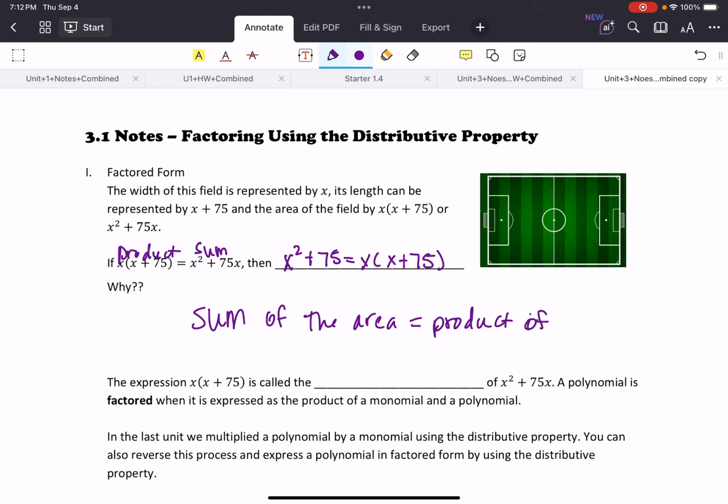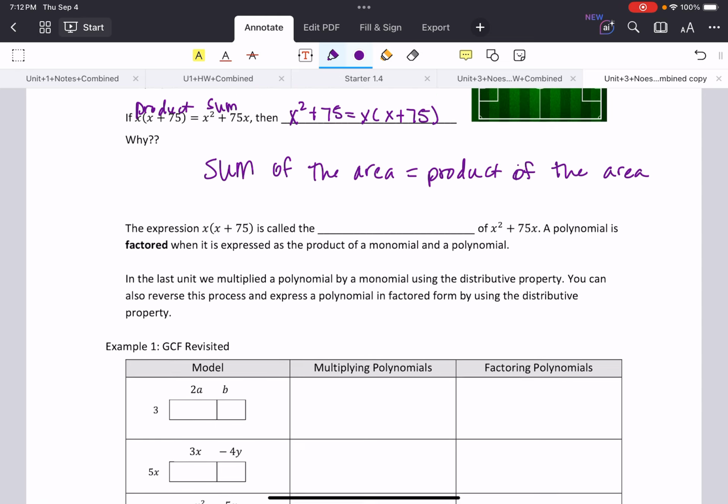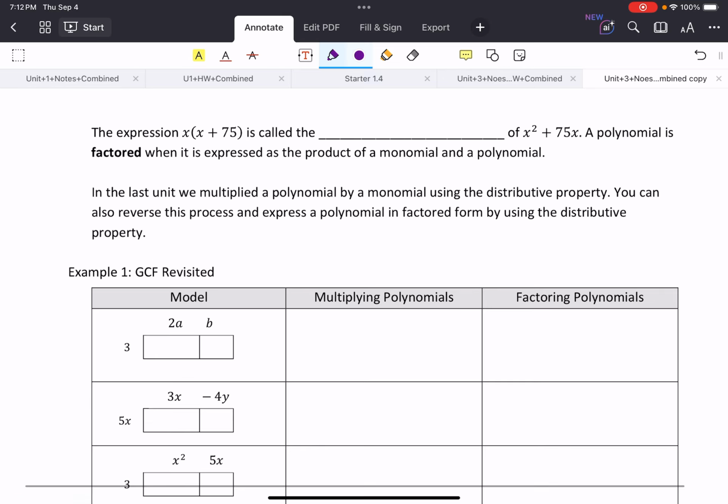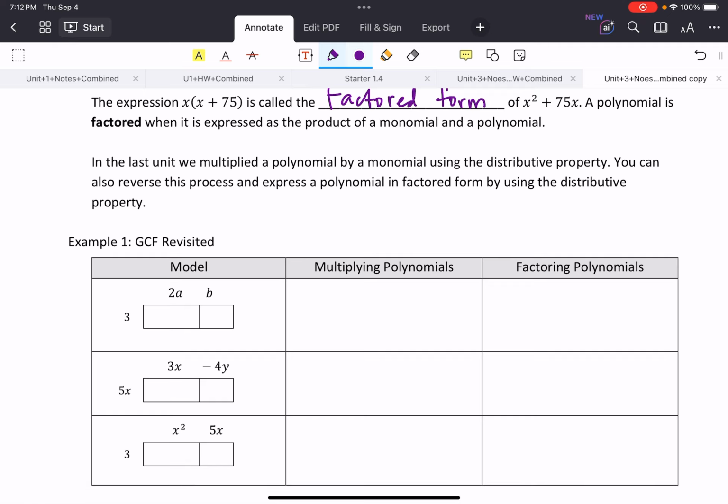The product is the two factors, the length and the width, and the sum is when we add up all the things inside our box. The expression x(x plus 75) is called factored form, and that's what we're going to call it from now on. It's just the length and the width. They are the factors of x squared plus 75x. A polynomial is factored when it is expressed as the product of a monomial and a polynomial.